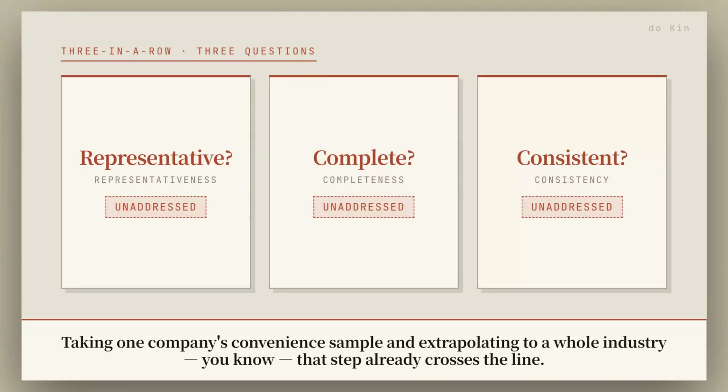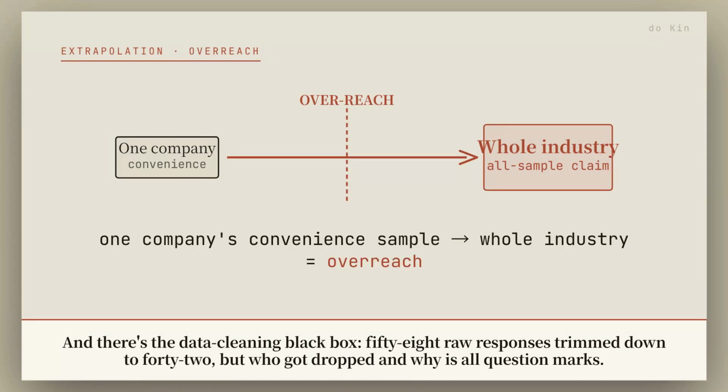Taking one company's convenience sample and extrapolating to a whole industry, that step already crosses the line. And there's the data cleaning black box. 58 raw responses trimmed down to 42, but who got dropped and why is all question marks.